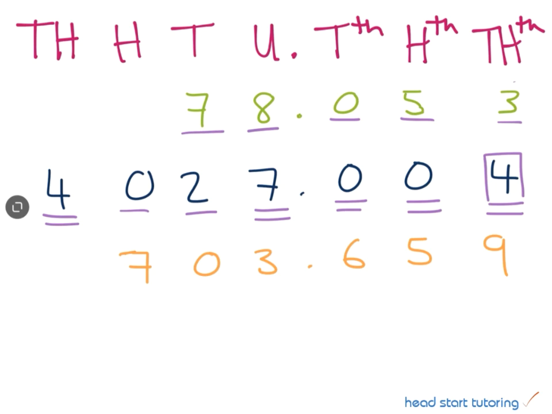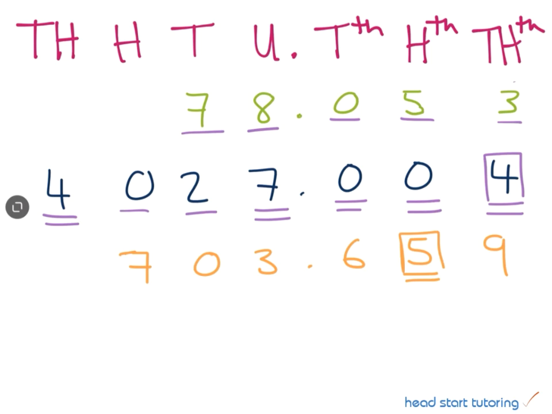Right, let's have a look at our 5. We have got 5 hundredths in this number, because the 5 is in the second place value after the decimal point, so it is two places into our decimal places. The value of our 5 is 5 hundredths, which would be 5 over 100, or 0.05.